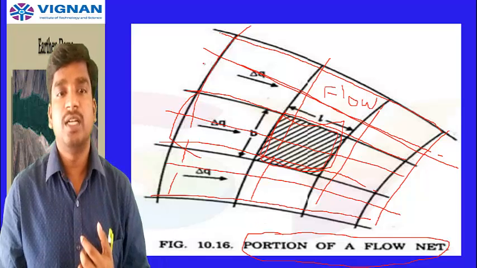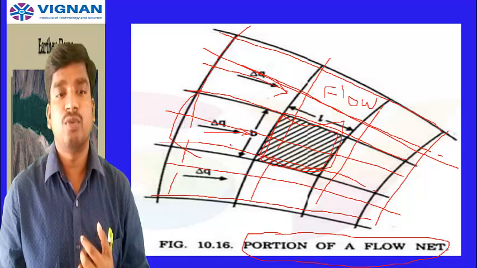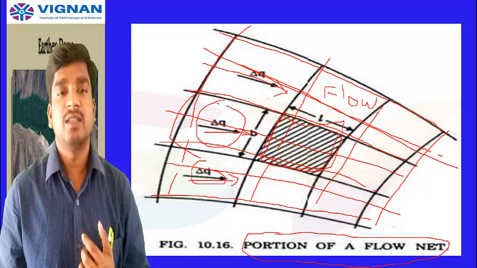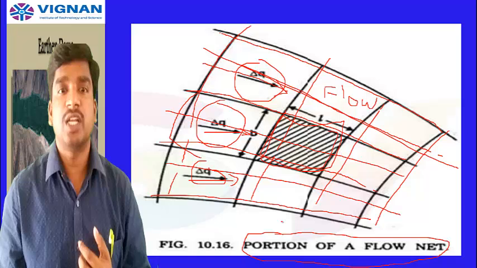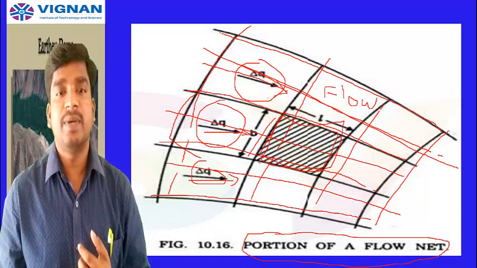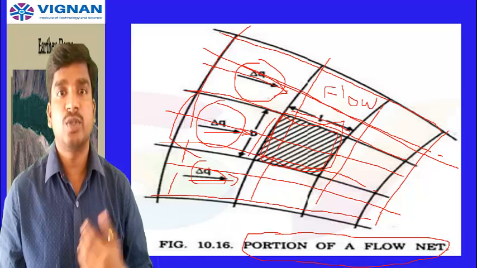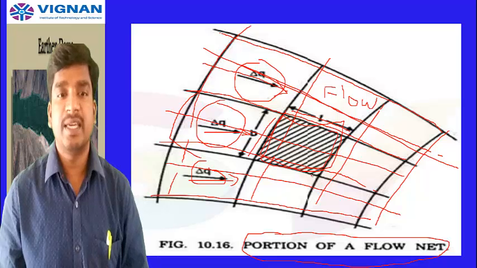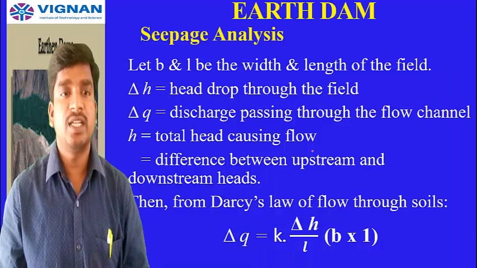Here delta Q is the discharge coming in each flow channel, which remains the same in each channel. Now here you can see B is the breadth and L is the length of the field, and the thickness is considered as unit thickness. Okay, now let us move on to the next slide.